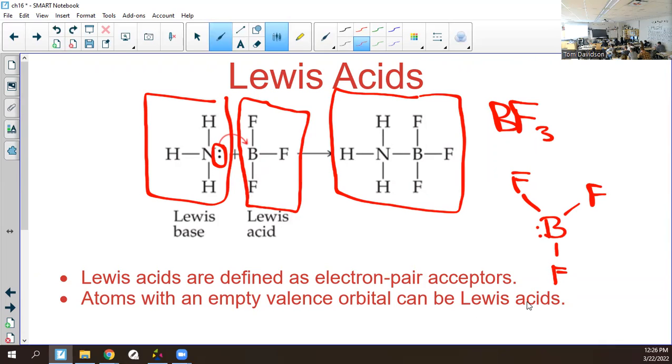Now, Lewis acids are not very common. I mean, they are common, there are atoms on there, but the application of them is extremely rare.